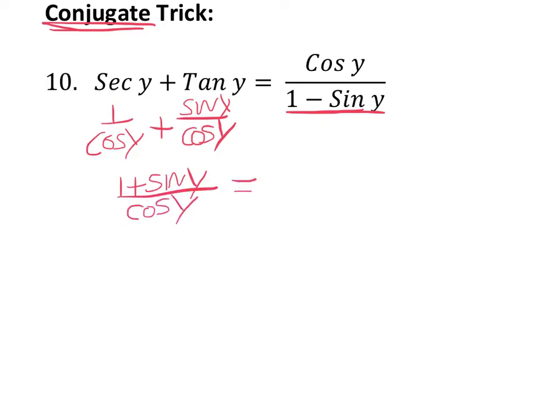Now I'm just going to set this equal to the right side, the cosine of y over 1 minus sine of y. They kind of look similar, but nothing's squared. It's already in terms of sine and cosine. There's really nothing else you can do until you do this conjugate trick. This is real close to 1 minus sine squared of y. Here's the only thing that's going to work.